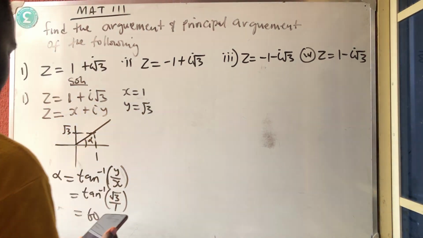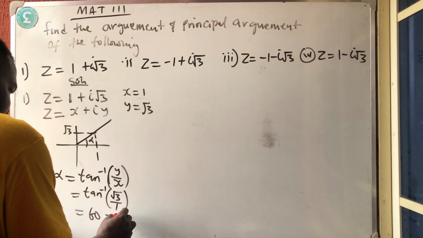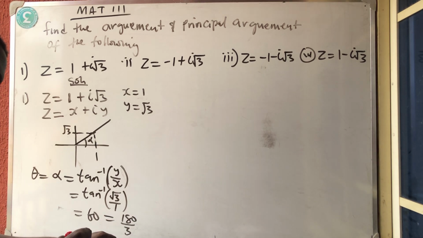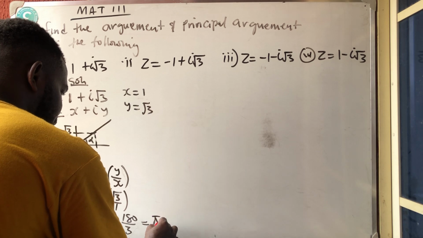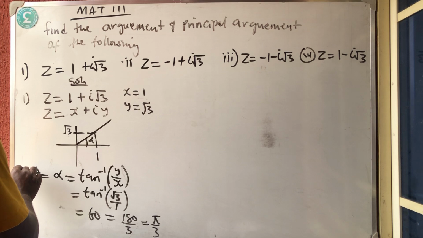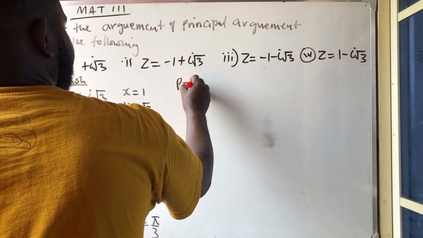If you want to change 60 in terms of pi, you say 180 divided by 60, so I'm having 3. So pi is something like saying 180 divided by 3, because 180 divided by 3 is what will give you that 60. And 180 is pi, so it is pi over 3. So this one is for the argument. My argument is pi over 3.